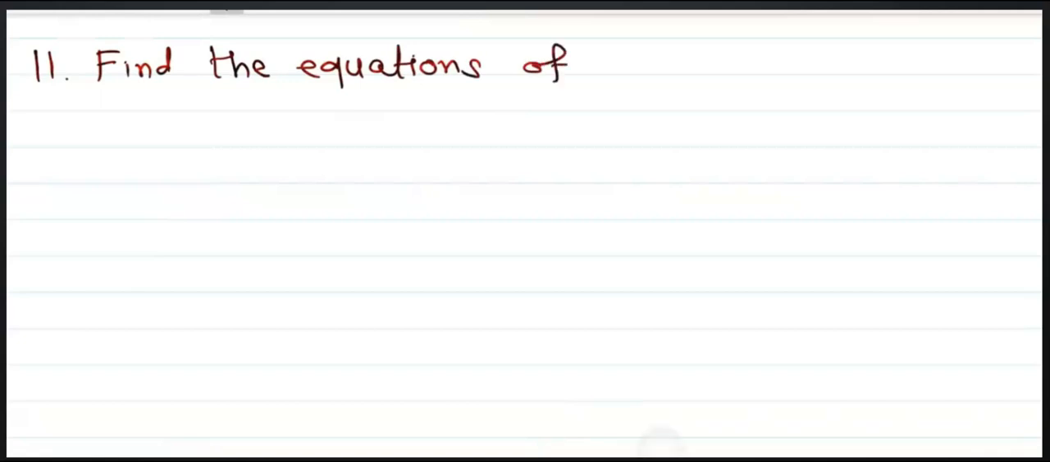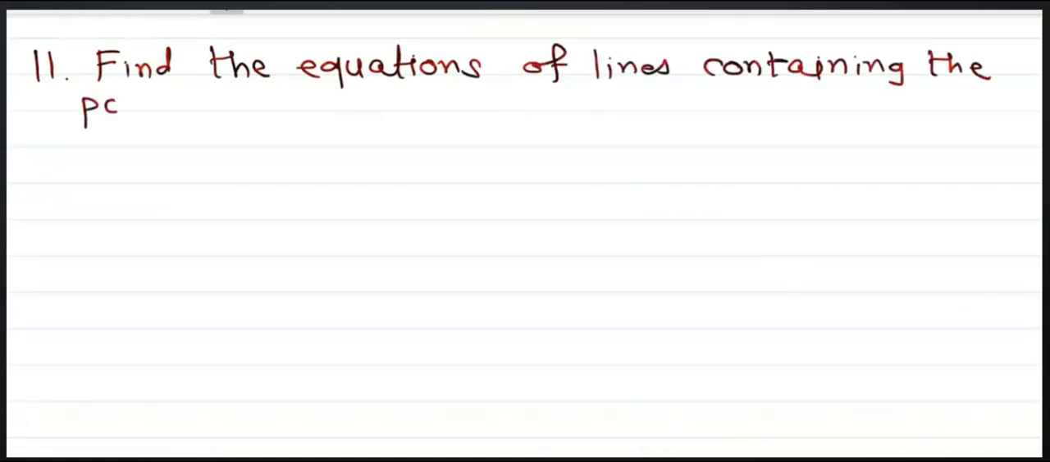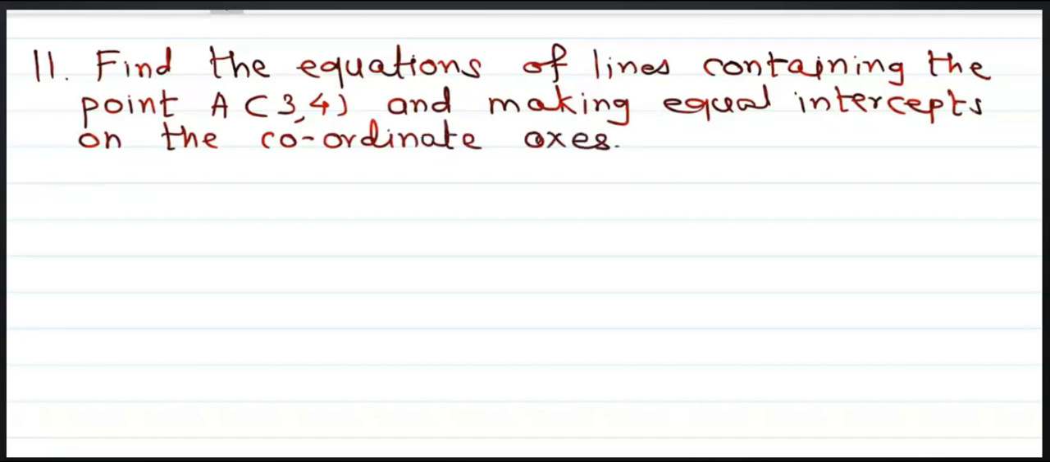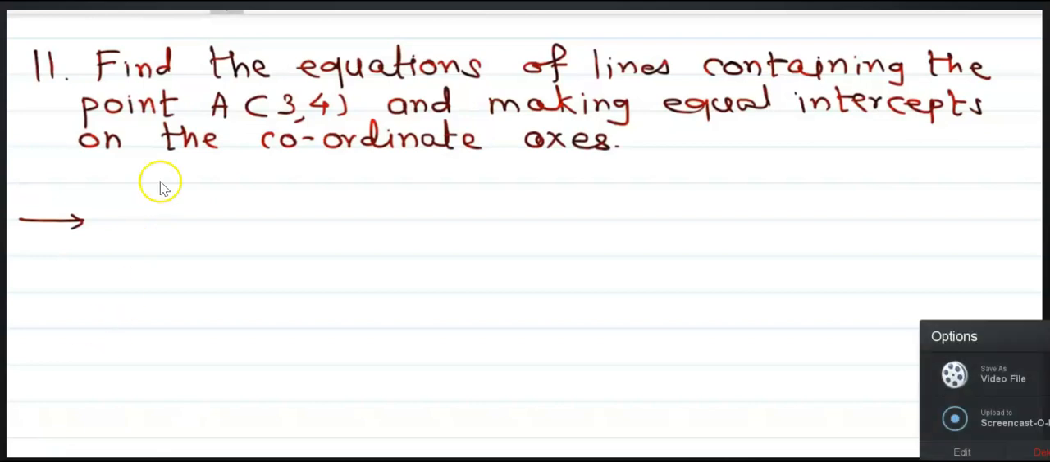Find the equations of the lines containing the point A(3, 4) and making equal intercepts on the coordinate axes. Now see this question. Find the equations of the lines containing the point A(3, 4) and making equal intercepts on the coordinate axes.